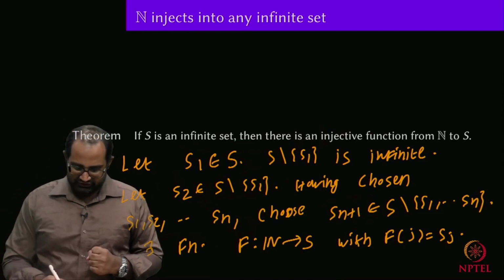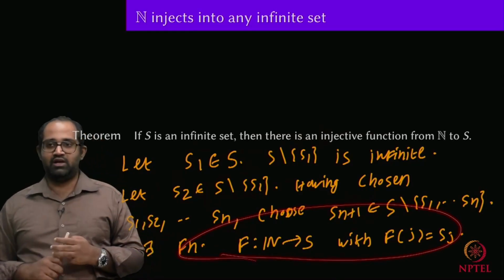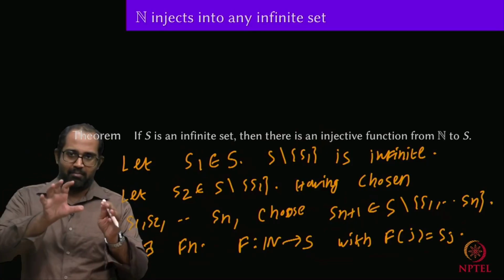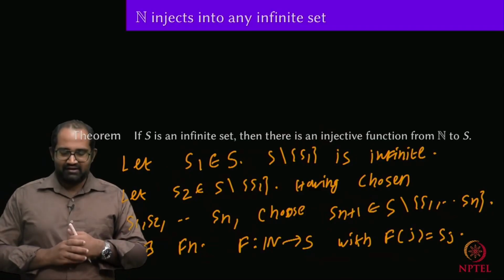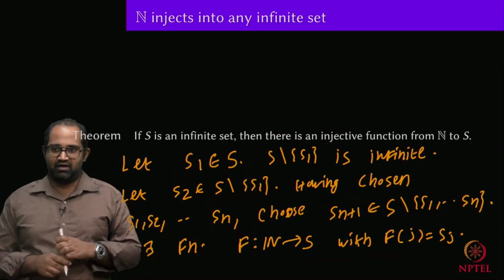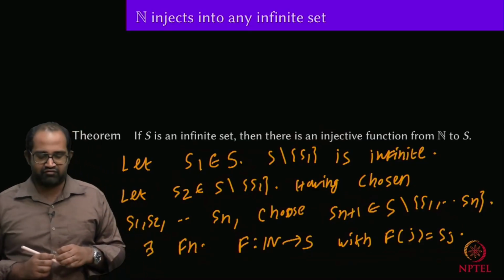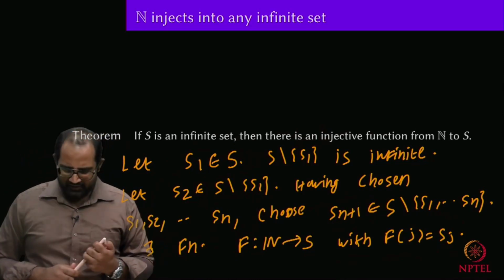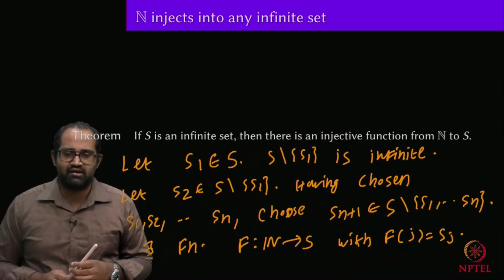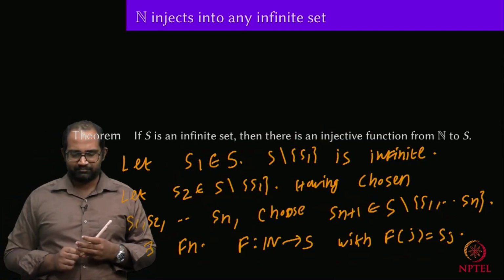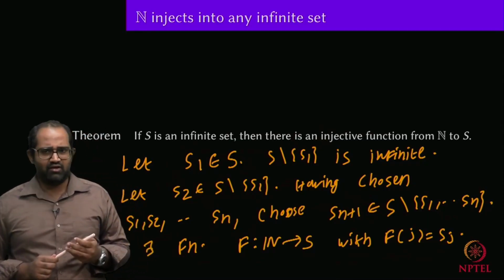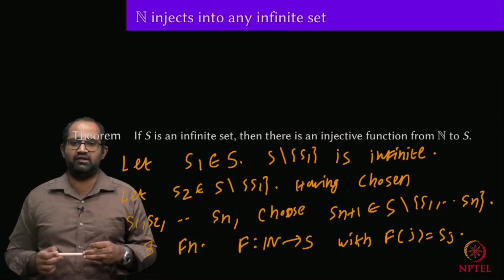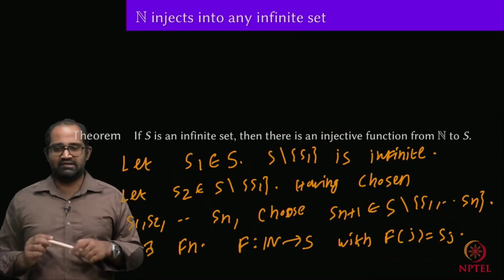To construct this function f from N to S with f of j equal to Sj, we have to repeatedly pick elements from the set S with some part removed. The fact that there is such a function f from N to S with f of j equal to Sj is actually not a consequence of any of the axioms that were listed some time before. We have listed only a subset of the axioms. You cannot use just that subset of the axioms to rigorously show that such a function exists.